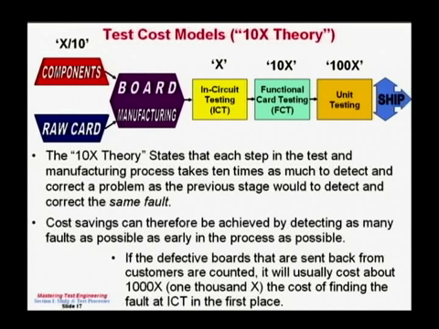Let's shift gears then and talk about what's called the 10x theory. It was actually Dr. Deming that came up with the idea that at each stage of the manufacturing process, it costs 10 times more to find a fault as you go through a manufacturing process. So if you run your numbers and actually do a calculation, you'll see that these numbers are pretty accurate, although it does vary from board to board, application to application. So sometimes it's only 5x, sometimes it's 20x.